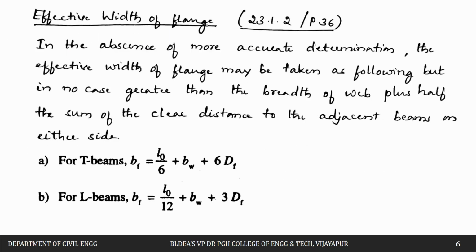This is as per IS 456-2000, clause number 23.1.2, page number 36. They have given that the effective width of the flange may be taken as the following, given in the formula, but in no case shall it be greater than the breadth of the web plus half the sum of the clear distances to the adjacent beams. So whatever values we get, it should not be greater than this.